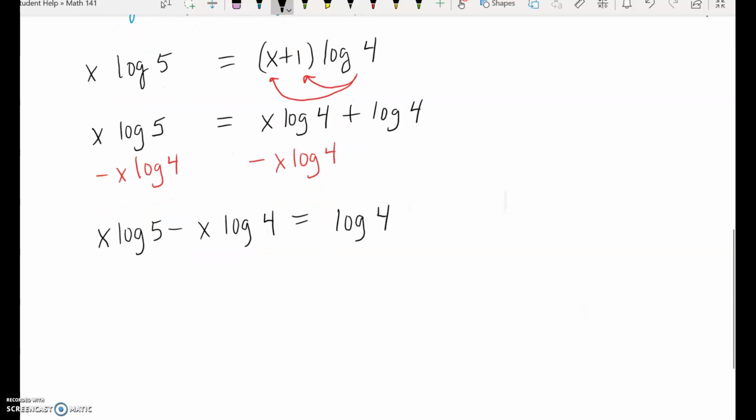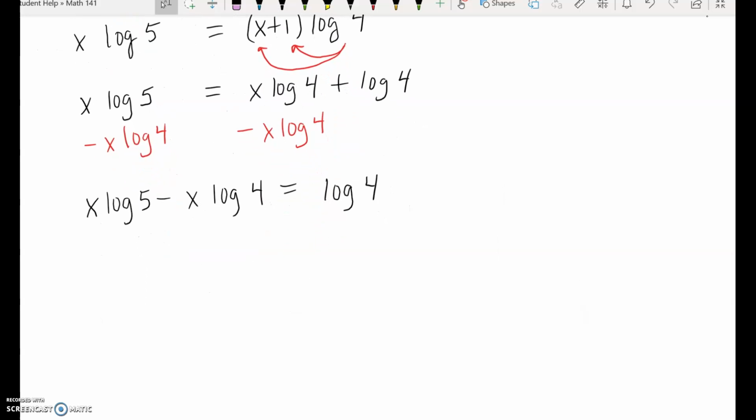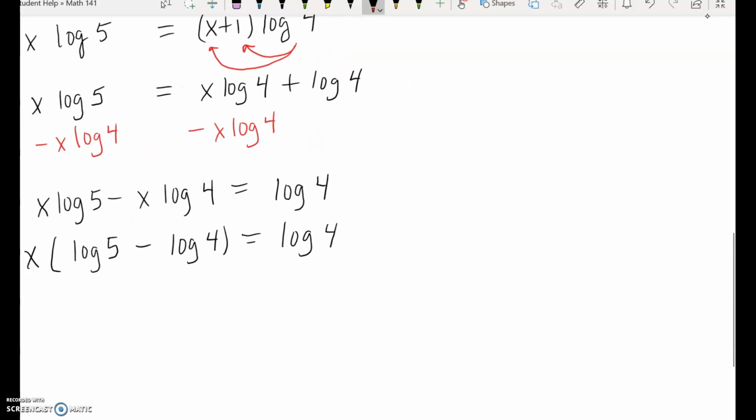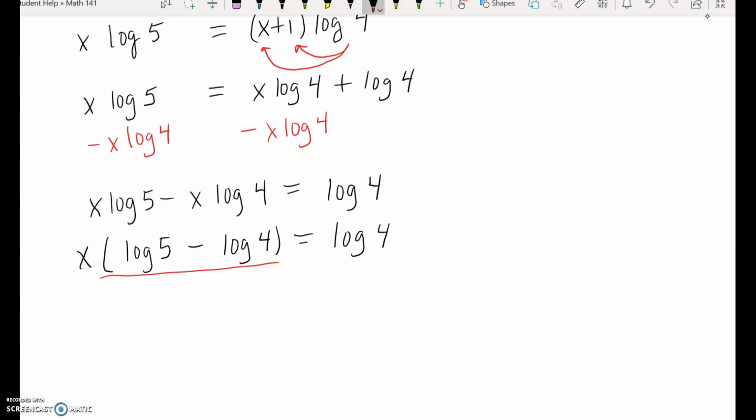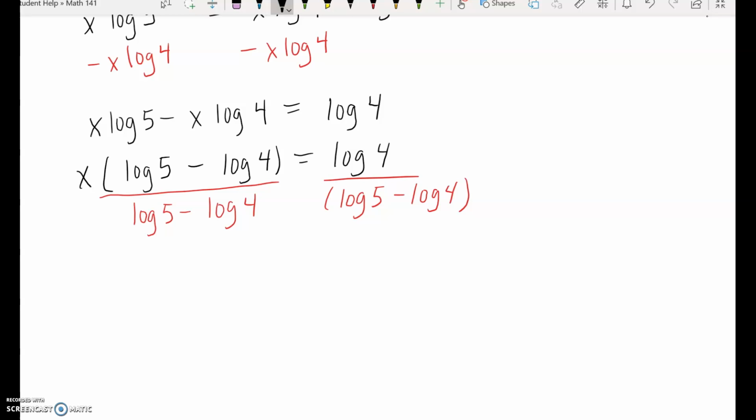Now here's the important part. I want x by itself. So what I'm going to do is factor it out on the left-hand side. I'll bring the x out to the front, factoring out of the 2 terms that are there. I have log 5 first and then log 4 second. And then I can divide both sides by this whole quantity, log 5 minus log 4. This is just a number. Even though it looks really big, it's just a number. And that'll be my answer for x.